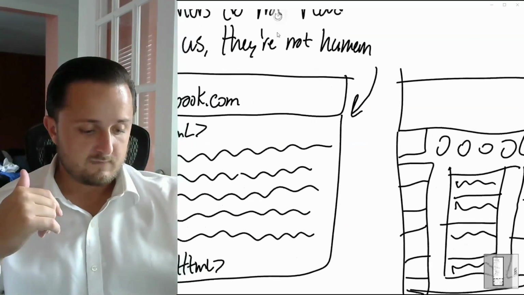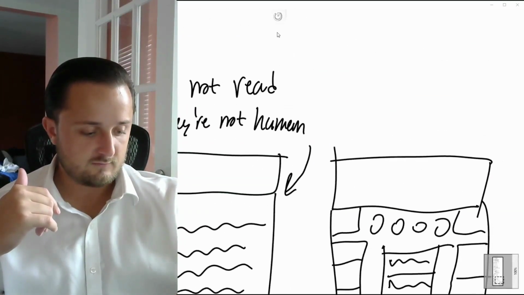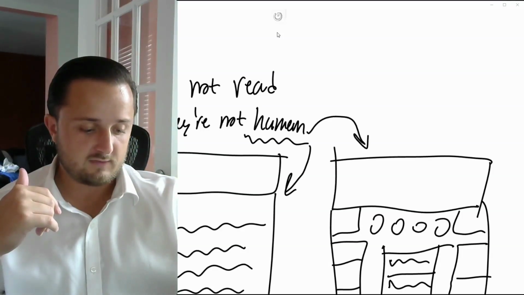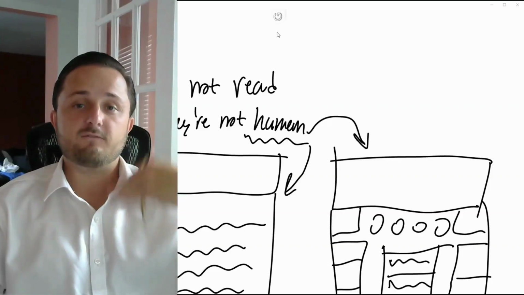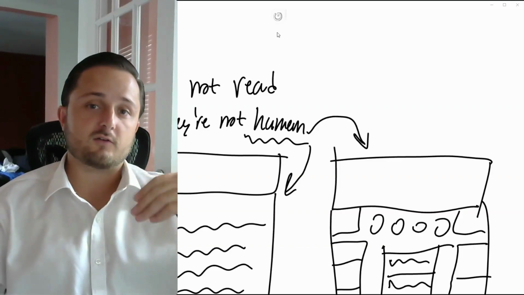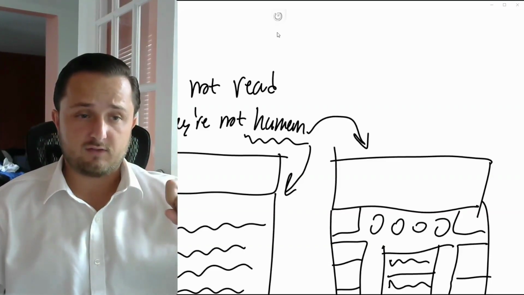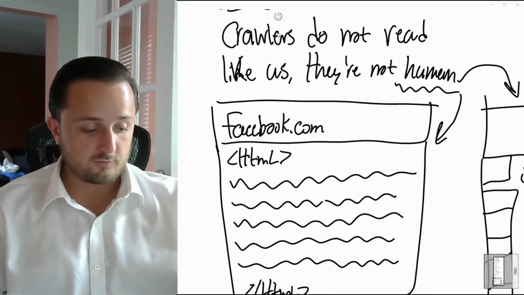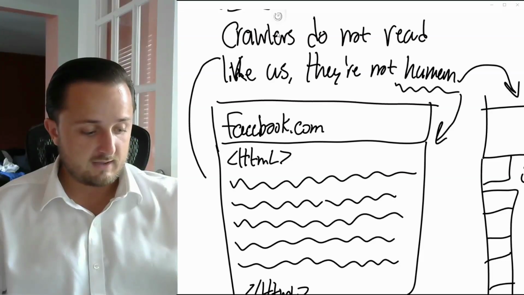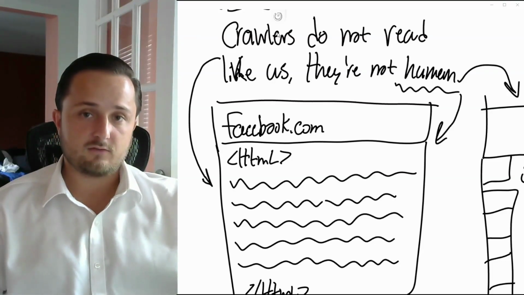So we humans will see all of the styling. We'll see all the visual representations of what's occurring on the page. Or another way to think of it is we will optically see what's occurring. For crawlers or robots, when they come by, they will only see the code.